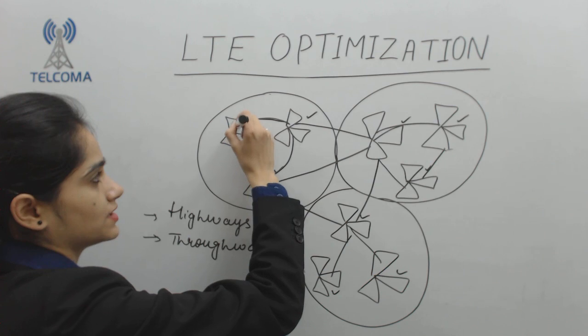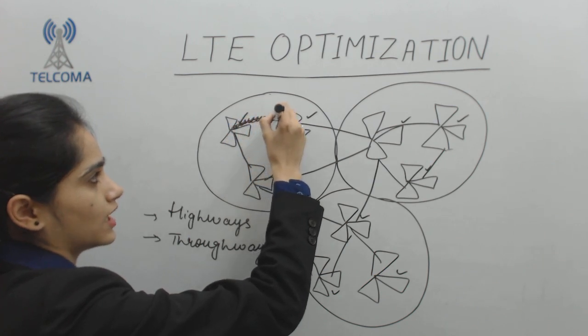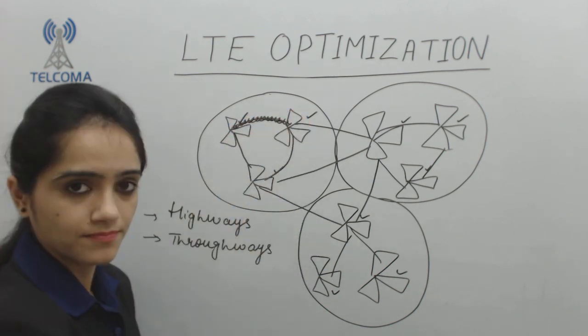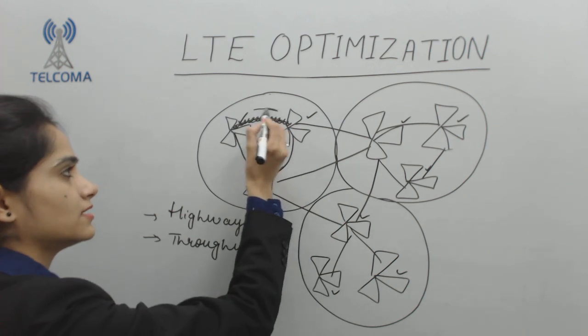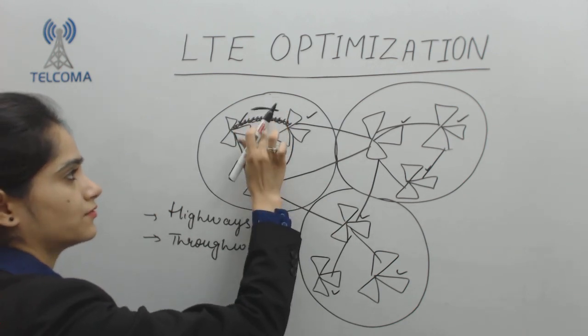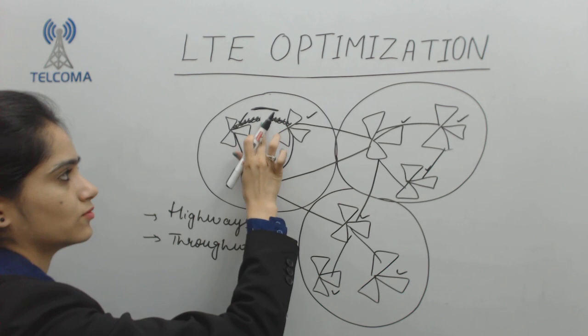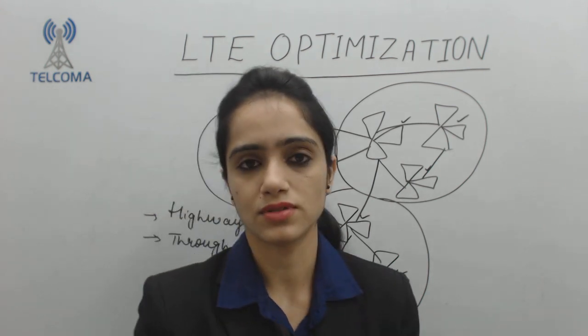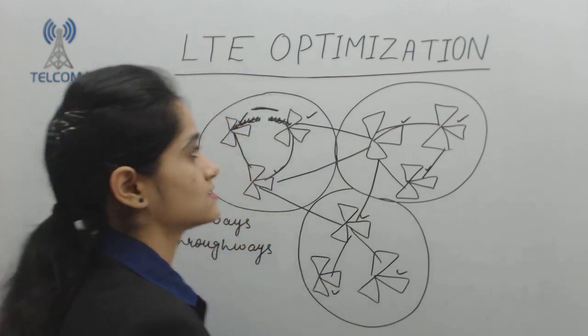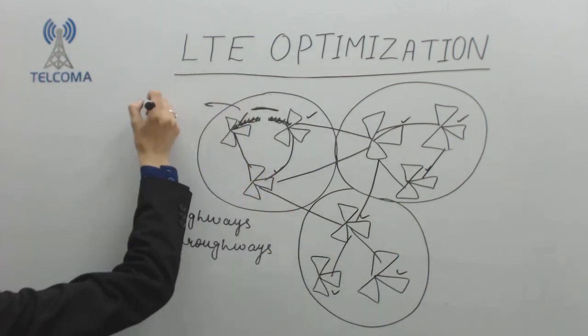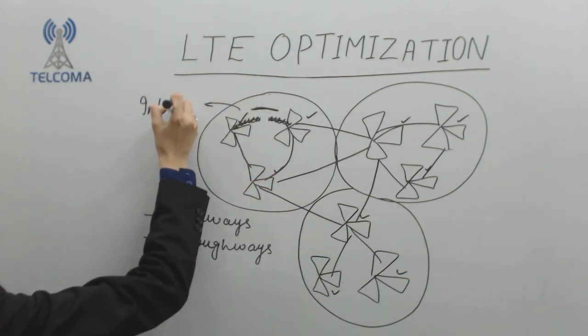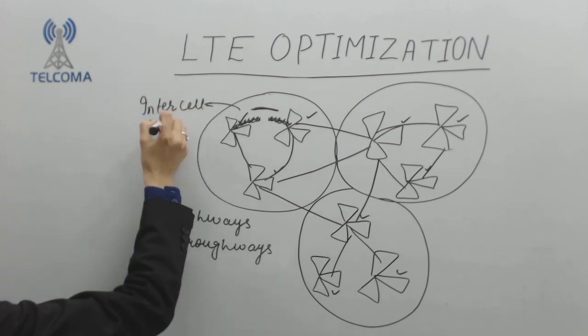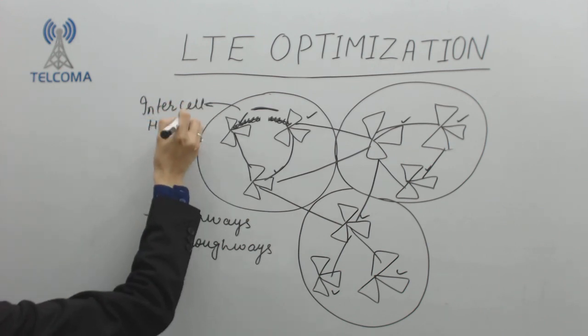Now, the drive tester will drive along one route and record each and every parameter. So if in between there is a handover failure, I will mark it here: okay, I have a handover failure between two cells. That means there should be an inter-cell handover, because you are moving from one cell to another cell, and as a result there is some handover failure.